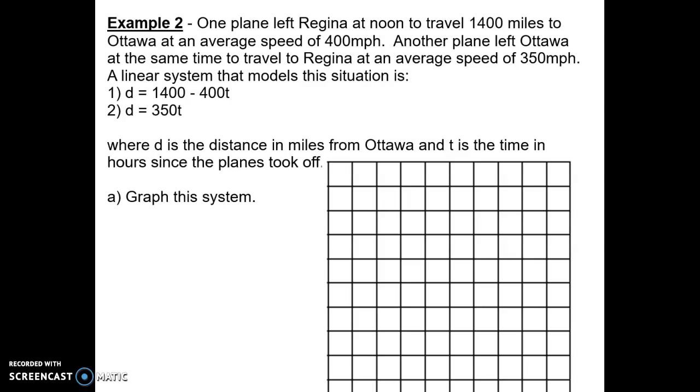Alright, so we're going to continue on with section 7.2, which is solving by graphing. And we're going to start with this word problem.